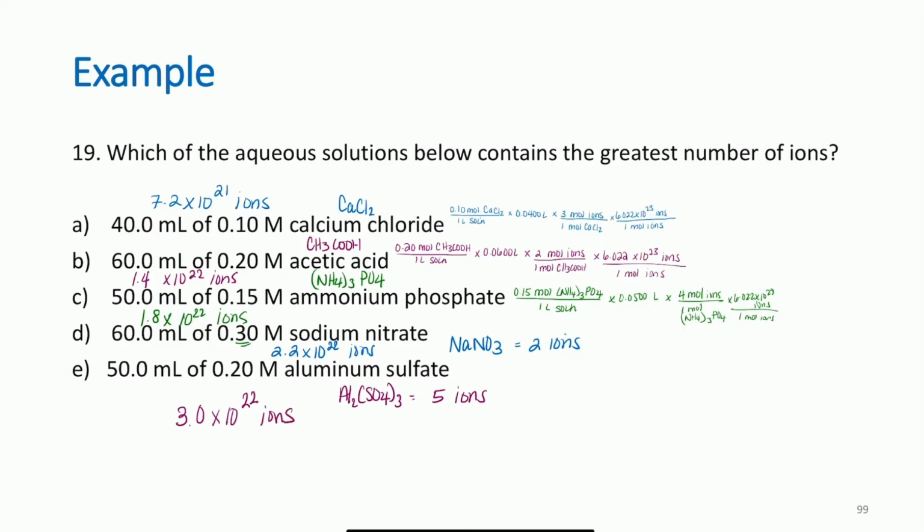So which one has the most? These are my options. 7.2 times 10 to the 21. 1.4 times 10 to the 22. This clearly beats 7.2 times 10 to the 21. 1.8 times 10 to the 22. That beats 1.4 times 10 to the 22. 2.2 times 10 to the 22. That beats 1.8. And 3.0 times 10 to the 22. That beats 2.2. So E is my final answer. Which aqueous solution below contains the greatest number of ions? 50 mLs of a 0.2 molar aluminum sulfate solution. Remember what aqueous means? It means in water.